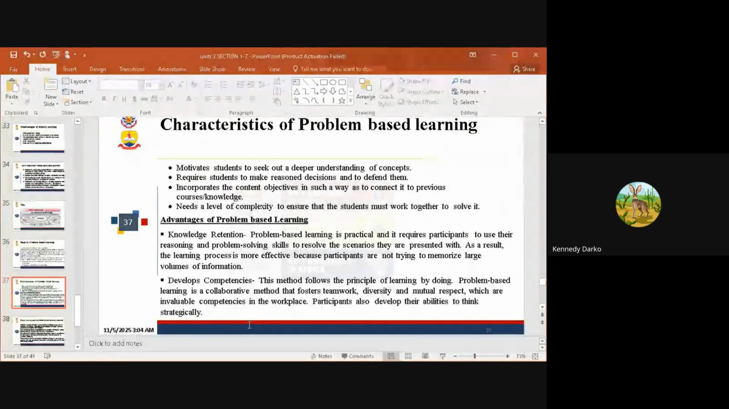Develops competencies. This method follows the principle of learning by doing. Okay, the principle of learning by doing. You do, I remember. Problem-based learning is a collaborative method that fosters teamwork, diversity, and mutual respect, which are invaluable competencies in the workplace. Participants also develop their ability to think strategically.